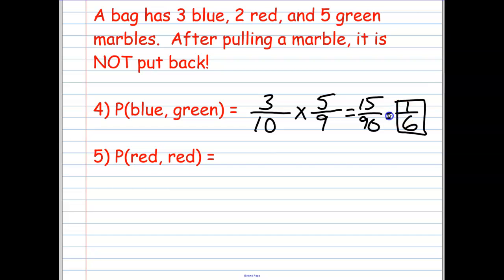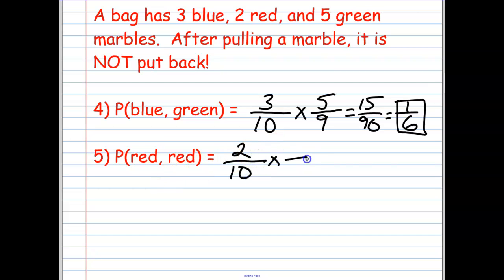All right, let's try another one for our notes. What's the probability of pulling a red marble and then pulling another red marble? And again, we're not putting that first red marble back. So probability of getting a red, that starts out pretty easy. There's 2 reds, there's 10 marbles. We're starting fresh here. We put those blue and greens back when we start a new problem. So 2 out of the 10 marbles are red.